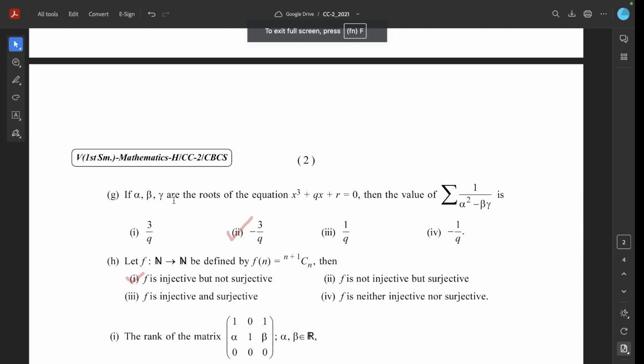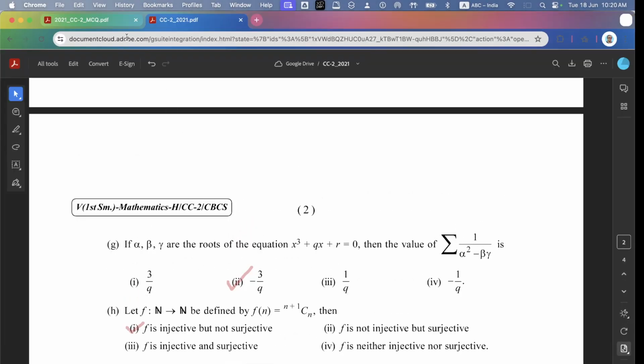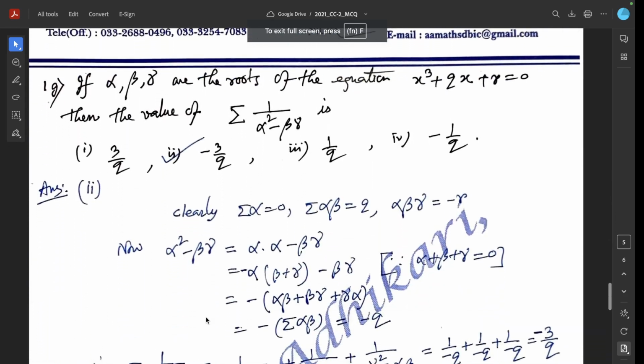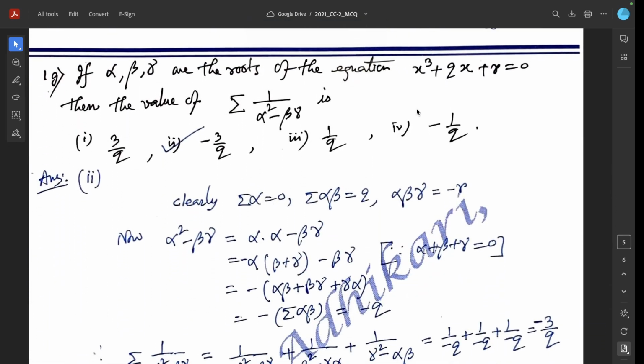Question G. If alpha, beta, gamma are the roots of the equation x cube plus qx plus r equal to 0, then the value of summation 1 by (alpha square minus beta gamma) is, the correct option is 2: minus 3 by q. Clearly, summation alpha equal to 0 because the x square term is absent here. So summation alpha beta equal to q by 1. And alpha beta gamma equal to minus r, from the relation between roots and coefficients.